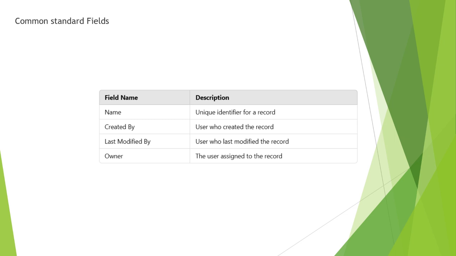So what is their significance? What is the purpose? You can see here, the name field is used to uniquely identify your record. Okay, and the created by field is used to identify who created this particular record. Last modified by identifies who modified this record, and owner shows who is the owner of this record. Okay, maybe at this juncture you may not have any clarity about these fields. Once we create the object, I'll show you practically what these fields mean, then you will clearly understand.